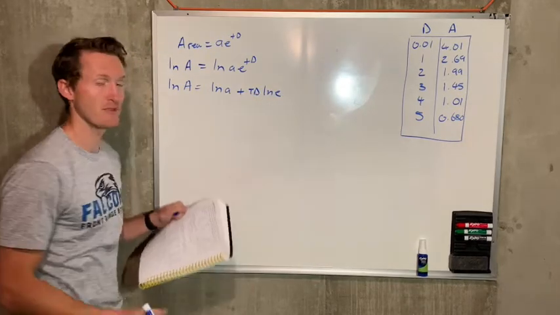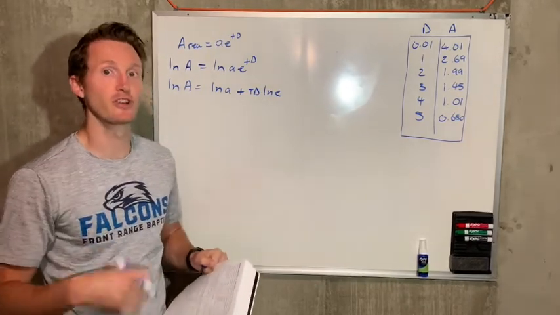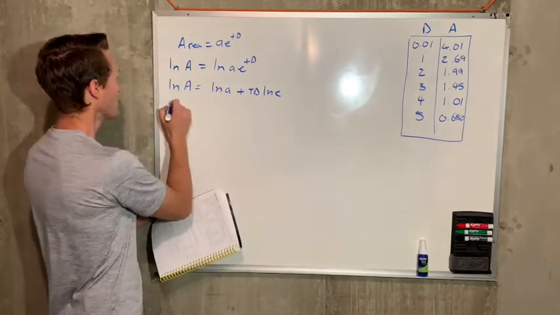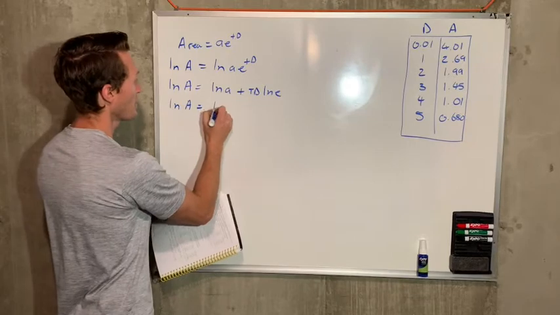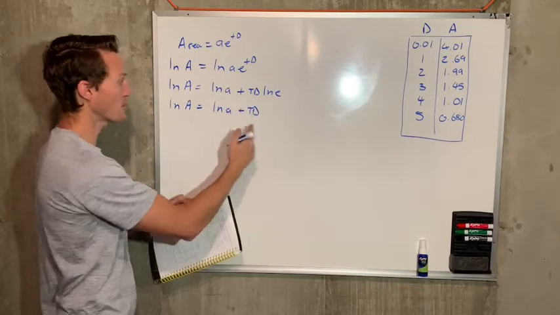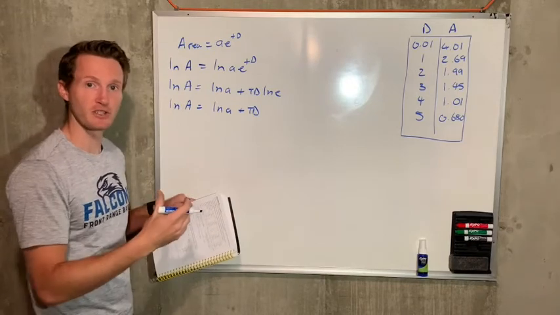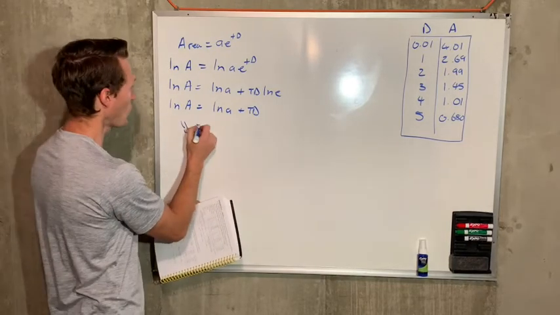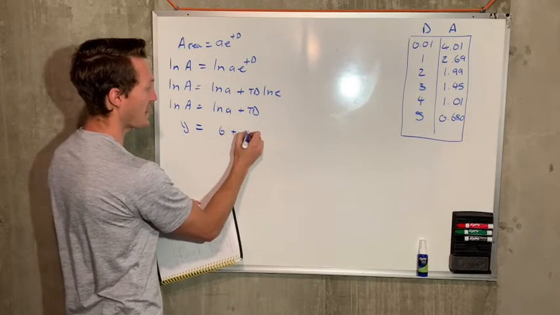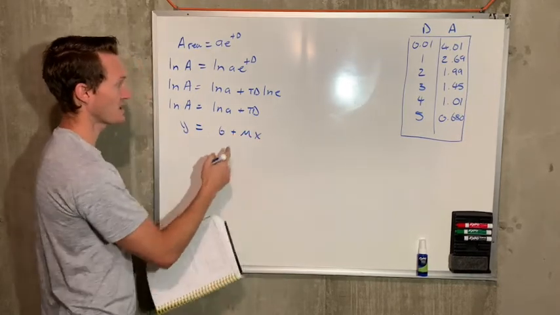Now I went kind of fast through that, and Mr. Collins goes through it a little slower and shows you how that works. But then right here, ln of E, that's 1. So ln of A equals ln of A plus TD. Now that puts us into slope-intercept form essentially. Y equals, we'll put our B right here, and then plus mx, all right, so that we can kind of see these are our variables.